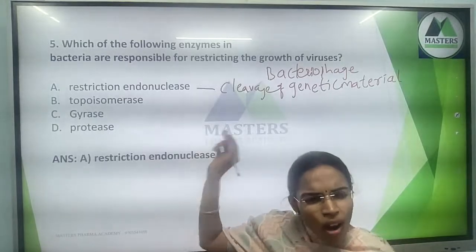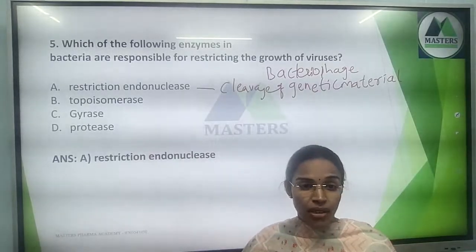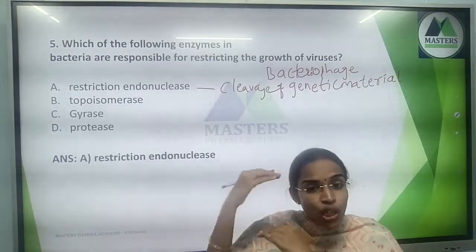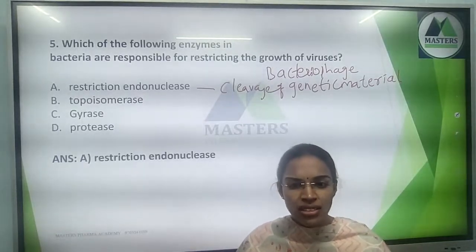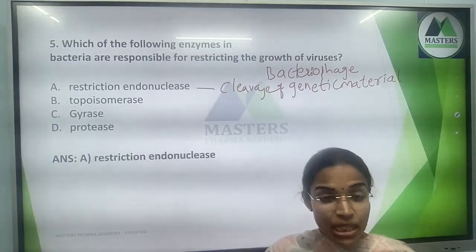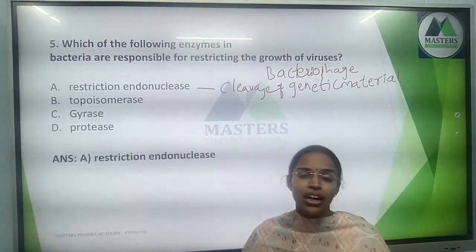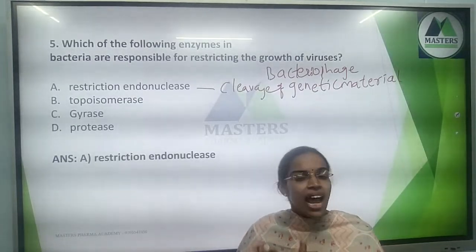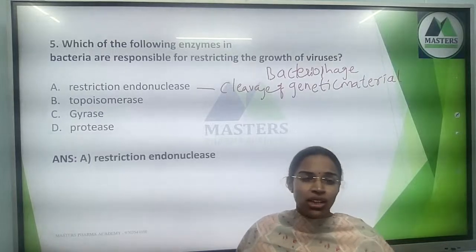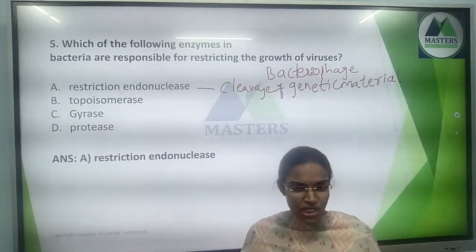All the enzymes mentioned here, restriction endonuclease, topoisomerase, gyrase, protease, are responsible for attacking the viruses, but every enzyme has its own mechanism of action. A restriction endonuclease cleaves the genetic material and prevents the growth of the virus. How does topoisomerase act? It prevents the tangling of DNA. We all know that DNA or genetic material is active only in its coiled form. When it is in a double helical structure and in a tangled form, it is active and promotes further replication and growth. Topoisomerase prevents the tangling of that DNA, and so it prevents the further growth or replication of viruses.